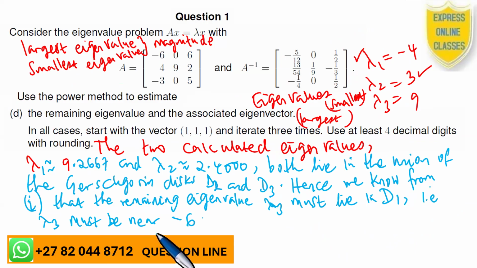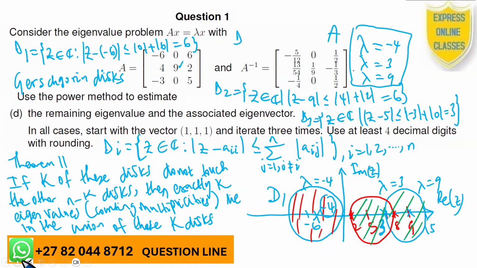Must be near -6. Because if lambda 3, and by lambda 3 we mean the -4, because this is sort of the 1, 2. So the lambda 3 is the -4. It must therefore obviously lie near the -6.